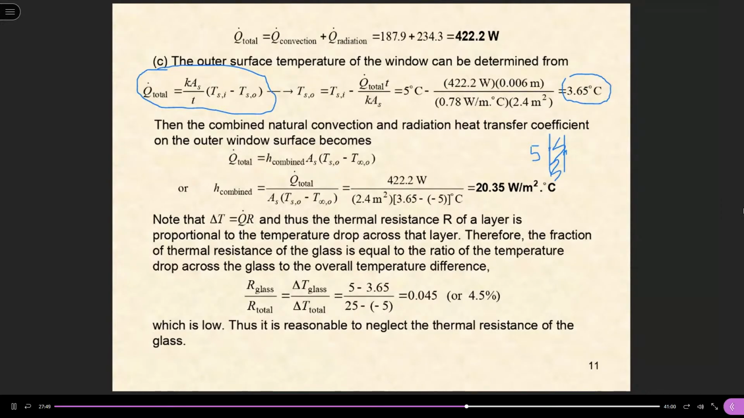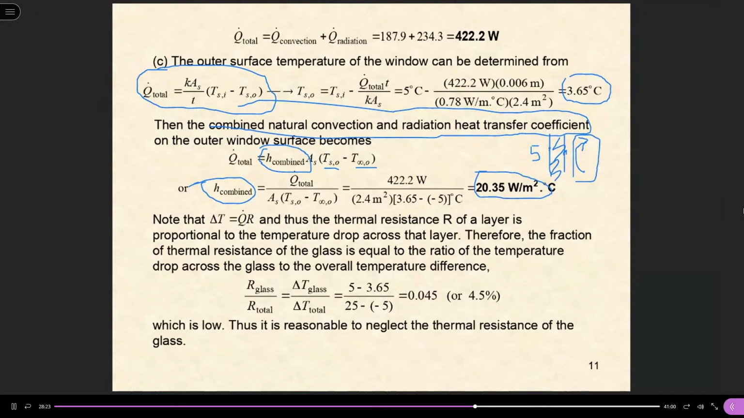If you treat the outside convection and radiation as convection, what is the so-called equivalent combined heat transfer coefficient? This is the equation for the convection part from the outside surface of the window to the outside air. Then you can see that combined, it's pretty high. See, it's 20.